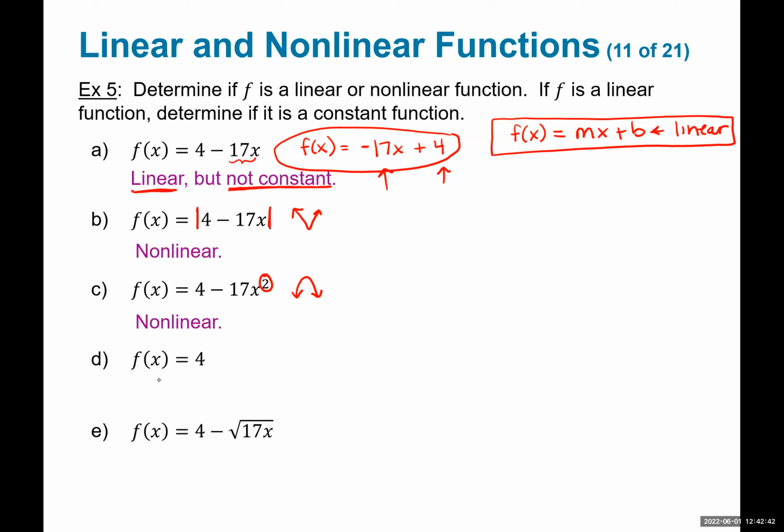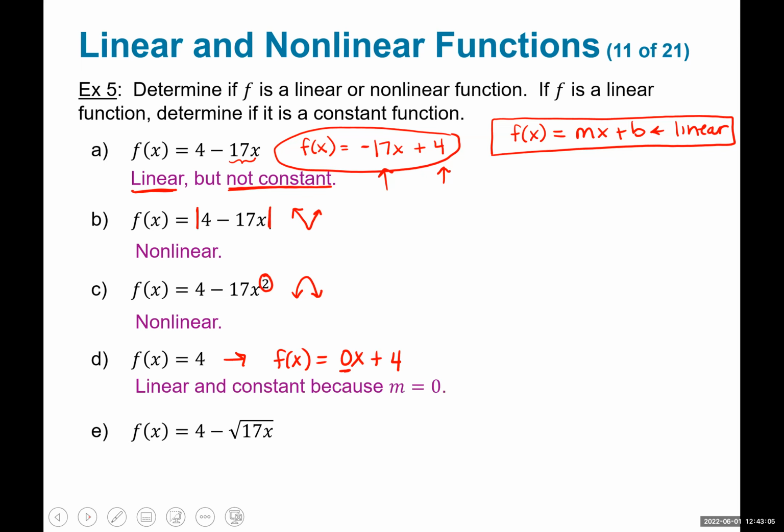D, it's just a number. So that does tell me it's a constant function. And it is a line, it's just a flat line, there's no slope. This can be written as f of x equals 0x plus 4. No slope. So this is linear and it's constant.